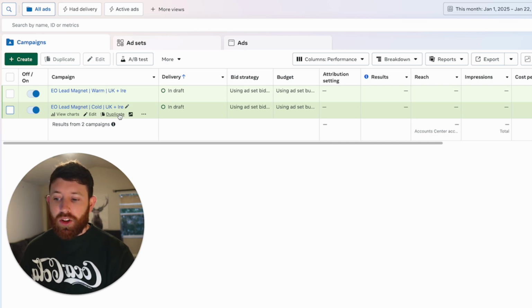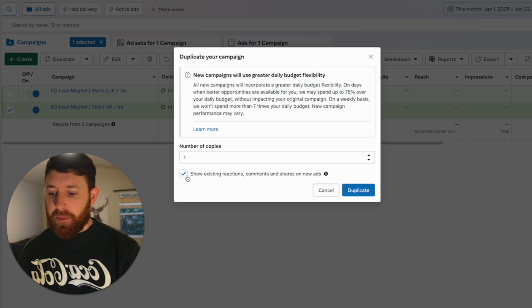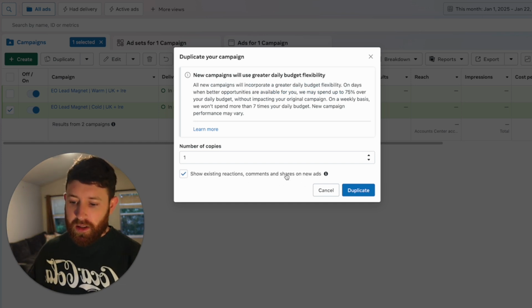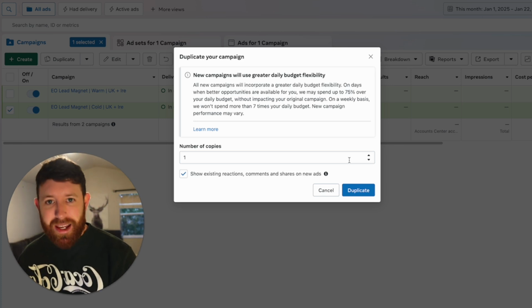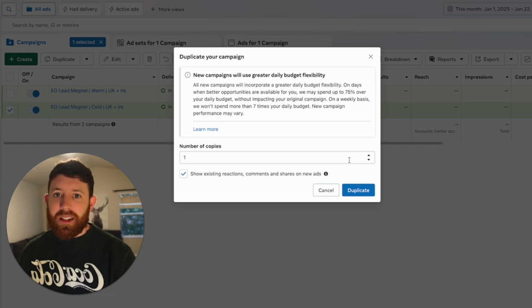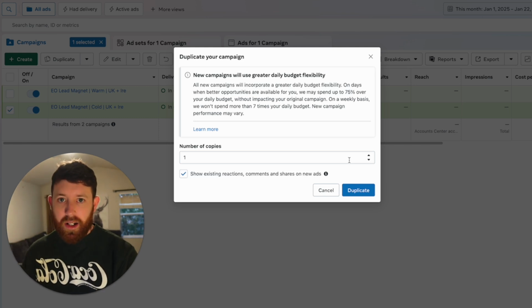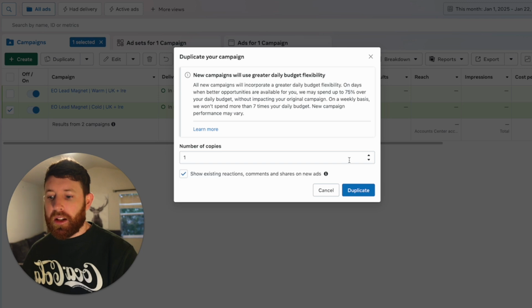And you would actually just hit the duplicate button. Okay, so you would hit duplicate, show existing reactions, comments, etc. on the ads. That would be a yes, because if you've already got social proof on the ads, you would want those same ads to go out to brand new audiences, because if there's likes and comments on an advert, people are more likely to opt in as well.